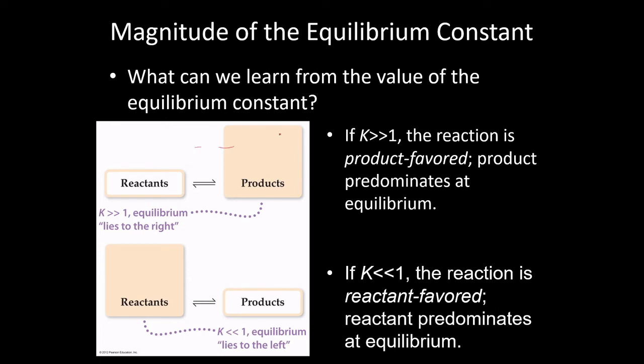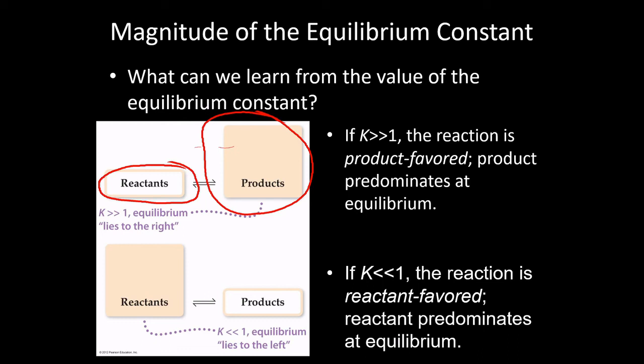Essentially what it's saying is you have a whole bunch of products, and it takes all these products for that reverse reaction to be fast enough to match the forward reaction that is working with just a very small amount of reactants. So the forward direction is favored, making more products. You have predominantly products in the mixture at equilibrium if you have a very, very large K value.